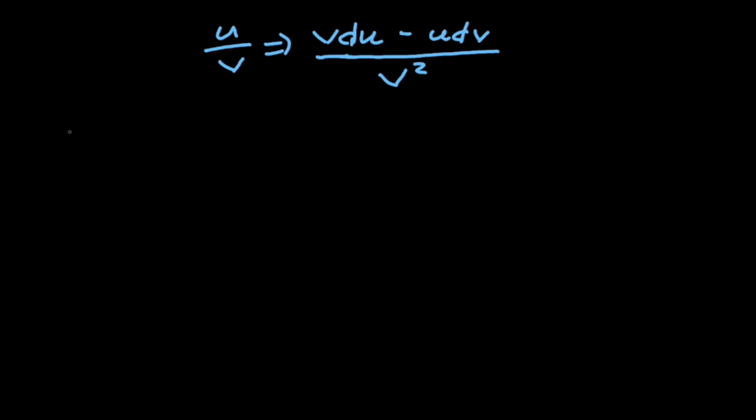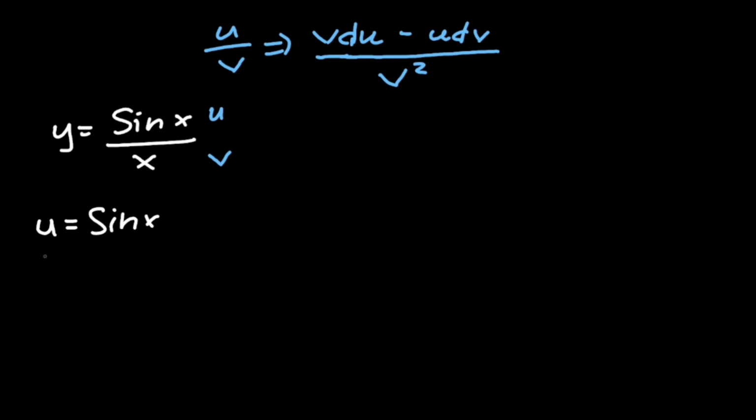Now, let's try to solve some trigonometric problems using quotient rule. Y equals sine of x over x. Now, as usual, sine of x will be U and x will be V. Assign the values here. U will be sine of x. Derivative of sine of x will be cosine of x. V will be x and derivative of x will be 1.